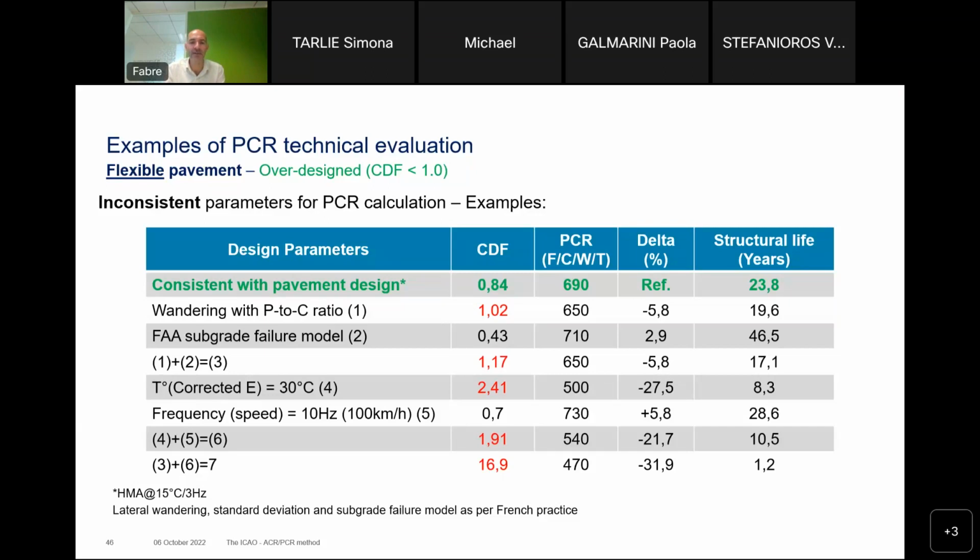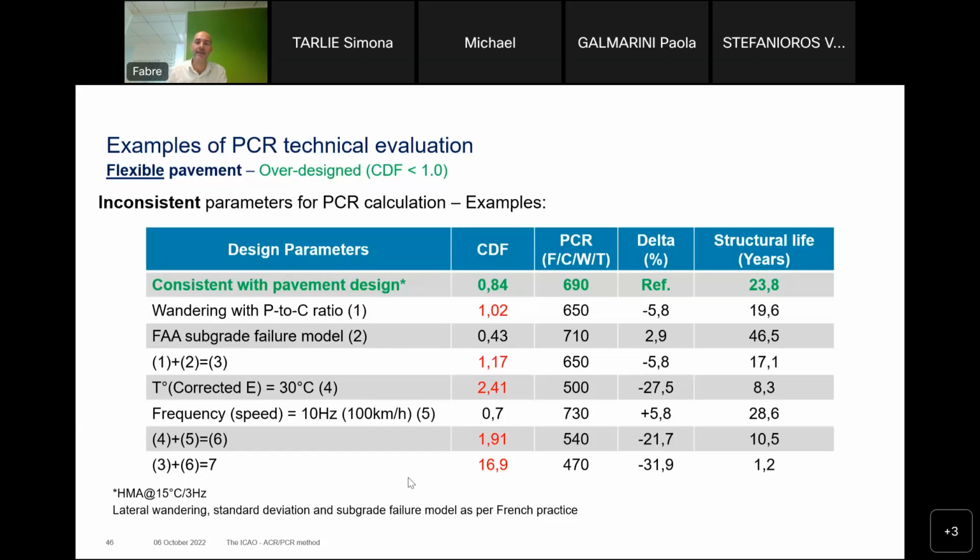And finally, when you combine all parameters, it means you have a very, very bad consultant and all input parameters were wrong. In that case, your final CDF is 1.17, and then PCR equals 570. And the effect on the structural life is 1.2 years instead of the initial target of 20 years.